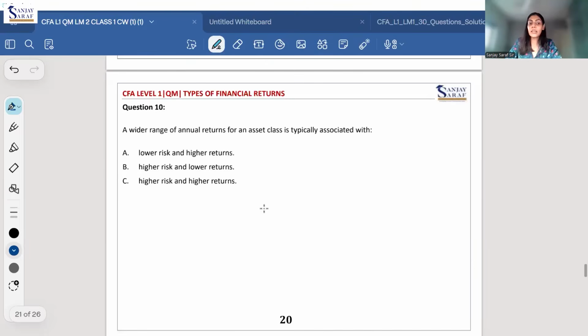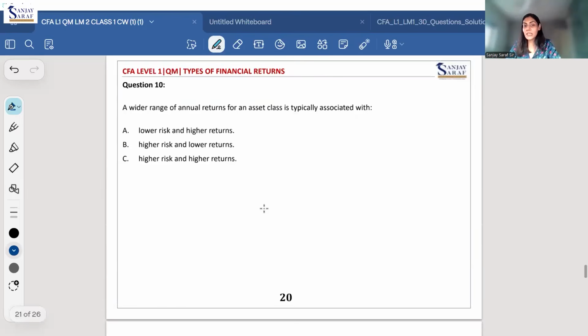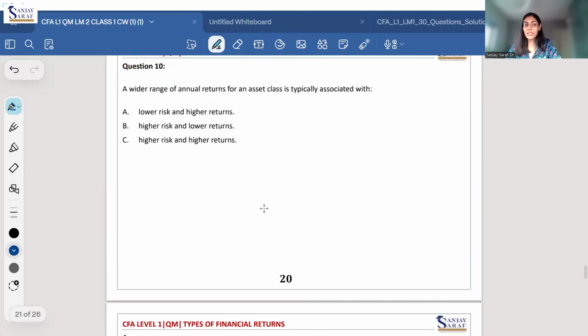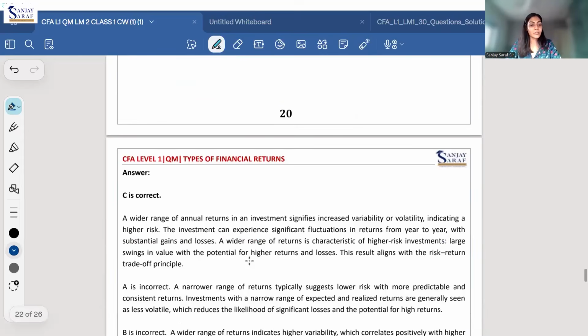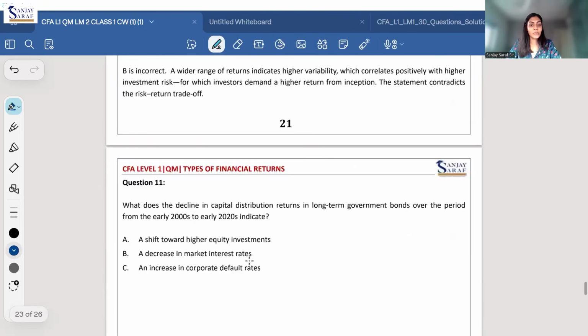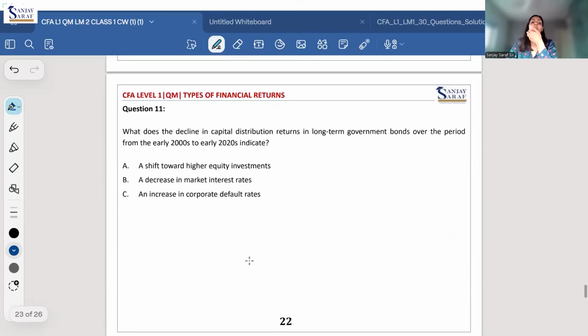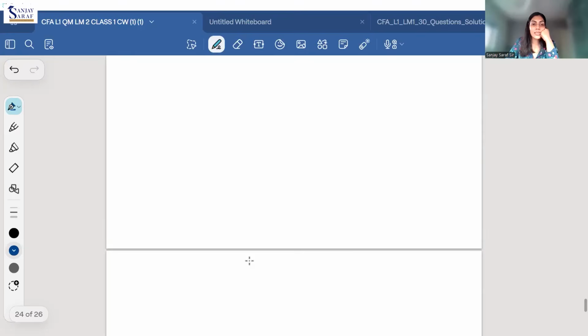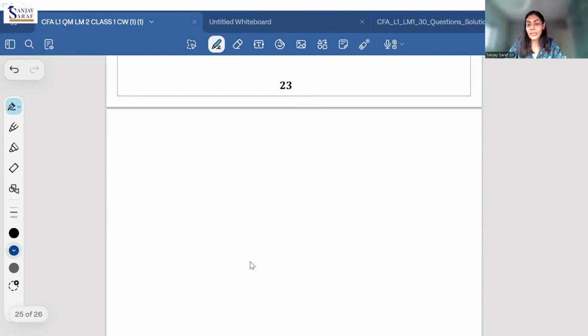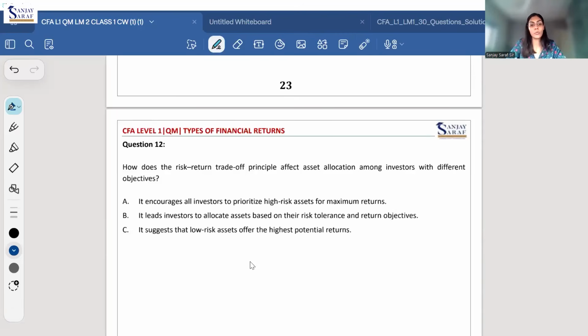Question 10. A wider range of annual returns for an asset class is typically associated with higher risk and higher returns. The correct answer is C. Higher risk and higher return. C is the correct answer. Let us take a portfolio question and the rest we can share as homework.